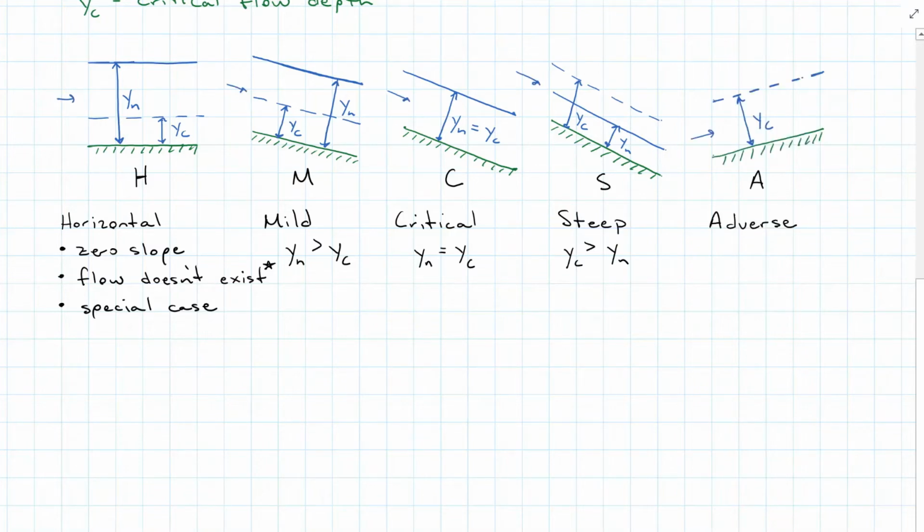Last, we have adverse, and water cannot flow at a uniform depth. So it's never going to even out and have a normal depth. And like the horizontal, this is a special case.